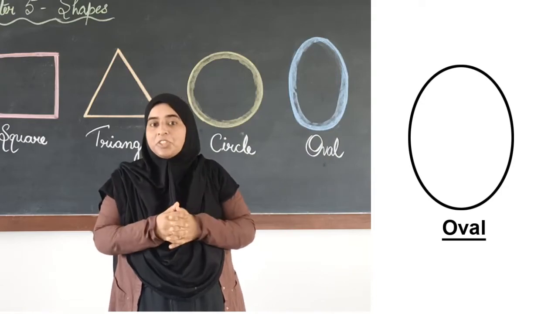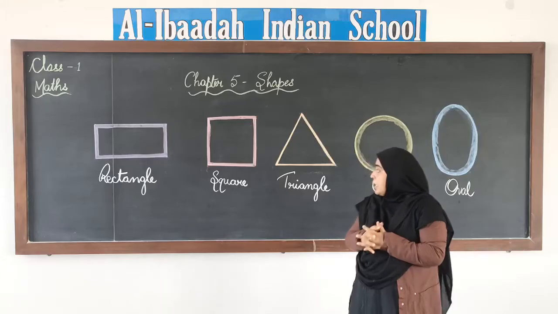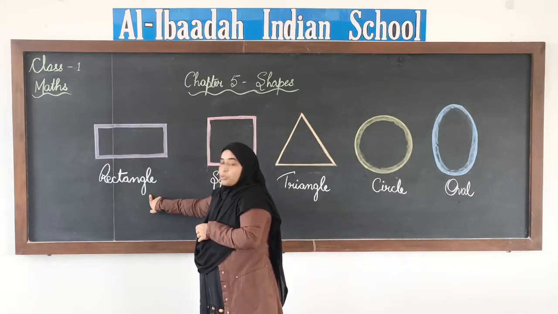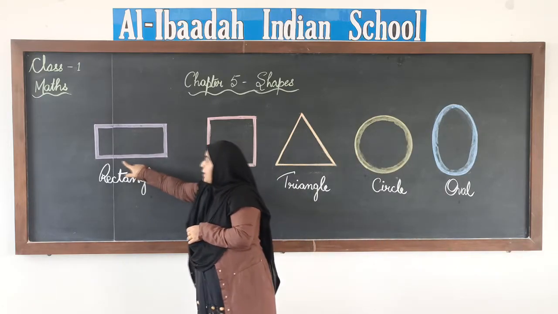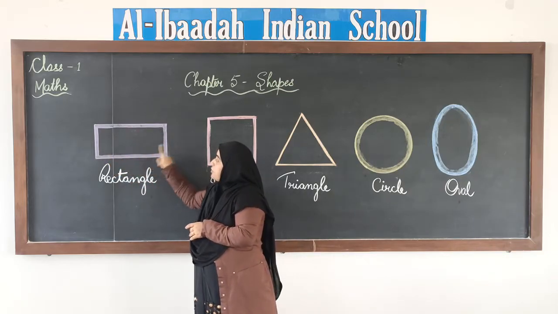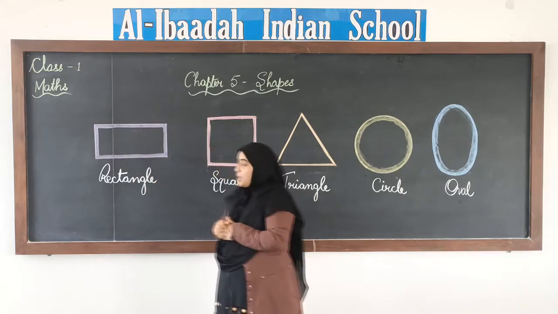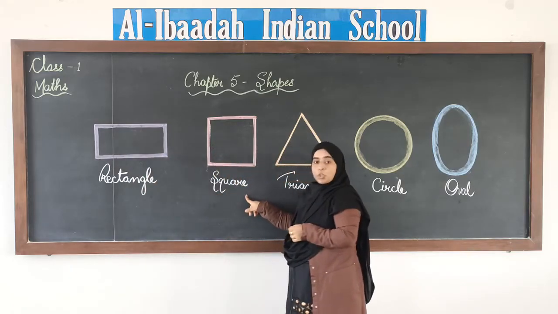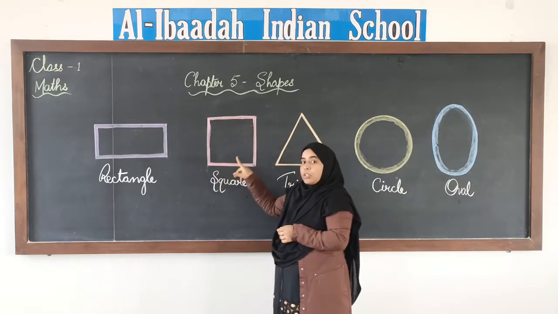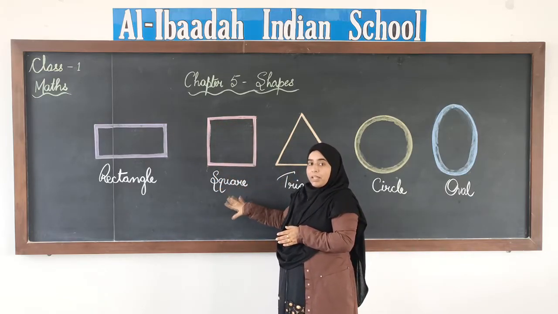These are some of the shapes that we have discussed today. Let us just recall all that we have done. The first shape that we discussed was a rectangle. A rectangle has four sides, right? Opposite sides of the rectangle are equal. The next shape that we discussed was a square. Square also has 4 sides. All the 4 sides of a square are equal.